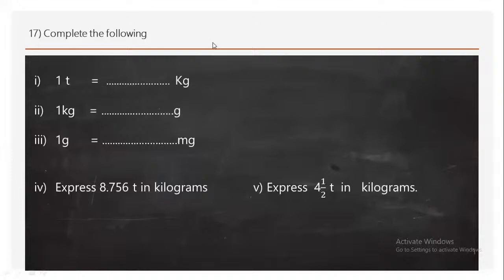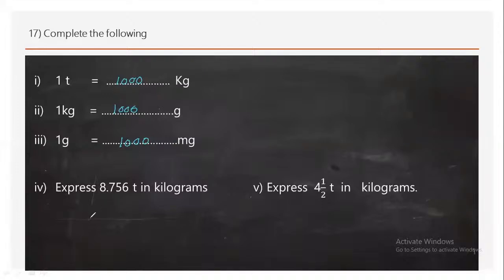Complete the following. Here, 1 ton. So how can we write it in kilogram? 1 into 1000 kilogram. 1 kilogram, you have to write in gram. How many grams are there in 1 kilogram? Also 1000. 1 gram, how many milligrams? Also 1000. Express 8.756 ton in kilogram.